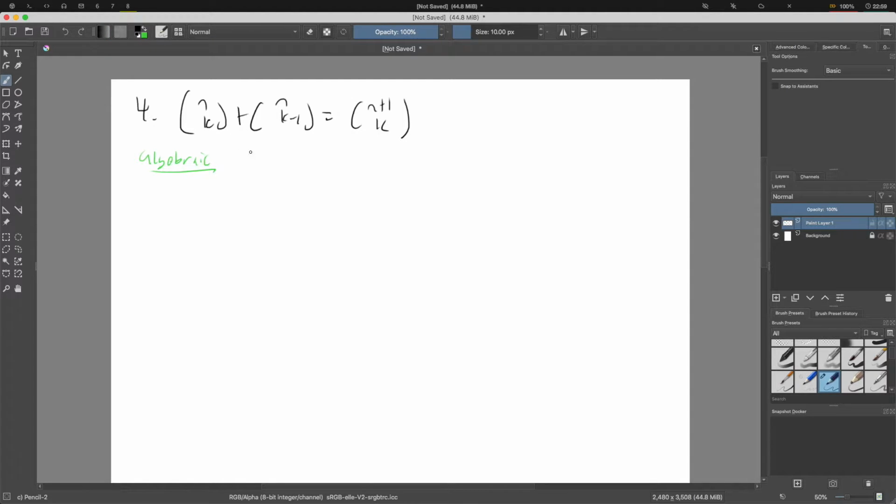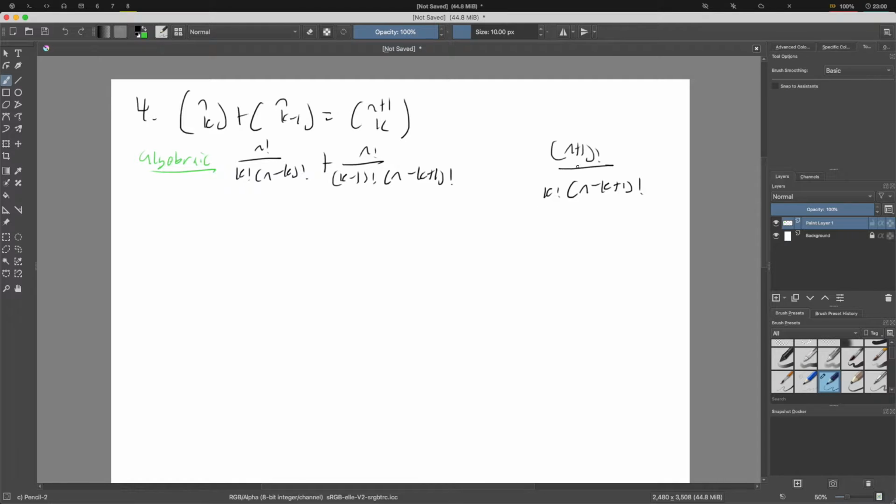For the algebraic proof, we just use the definition of n choose k: n factorial over k factorial times n minus k factorial. And similarly, we expand for this one, with n minus k plus 1 factorial. And then for the right-hand side, we do the same, with n minus k plus 1 factorial.